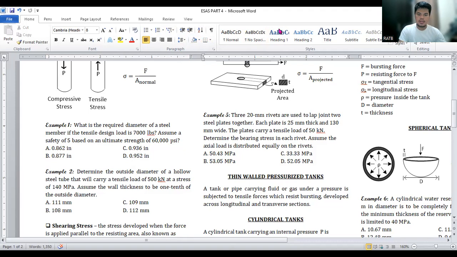So we have here example number one. In example number one, you have: what is the required diameter of a steel member if the tensile design load is 7,000 pounds? Assume a safety factor of 5 based on an ultimate strength of 60 psi. Okay, so this is a very common worded problem involving normal stresses.